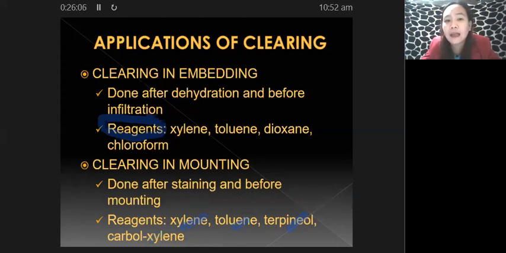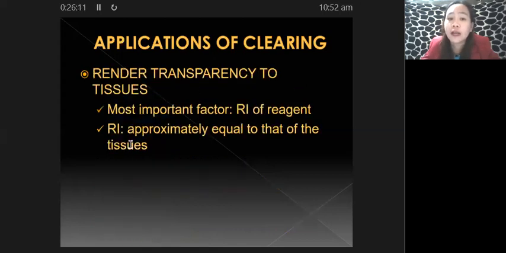And again, the last application of clearing is to render transparency to your tissues. In this case, the most important factor that we have to consider is the refractive index of your reagent. In particular, the refractive index of your reagent should be approximately equal to that of your tissue sample. So I repeat, it should be approximately equal to that of your tissue sample.